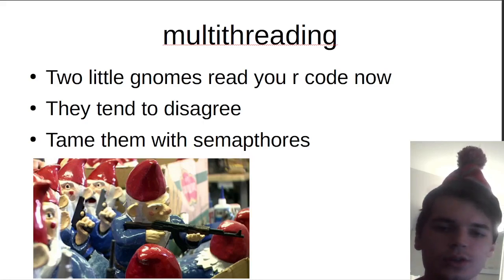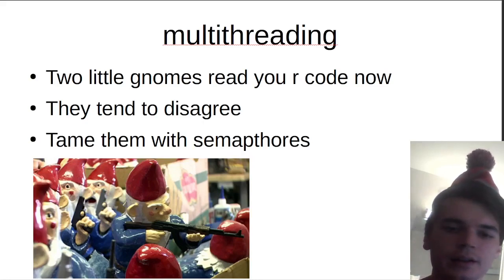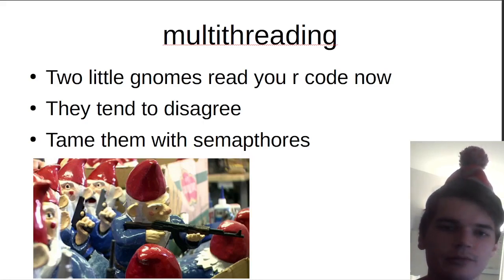Well, if you're just doing pure multithreading, then it's just functions. They're just in different functions, but we're not going to worry about that. I'm going to treat them like they're the same thing. Sue me. But sometimes they'll disagree over things, like what value to set a variable to, and you can tame them with semaphores. I'm not going to tell you what a semaphore is. You can look that up.